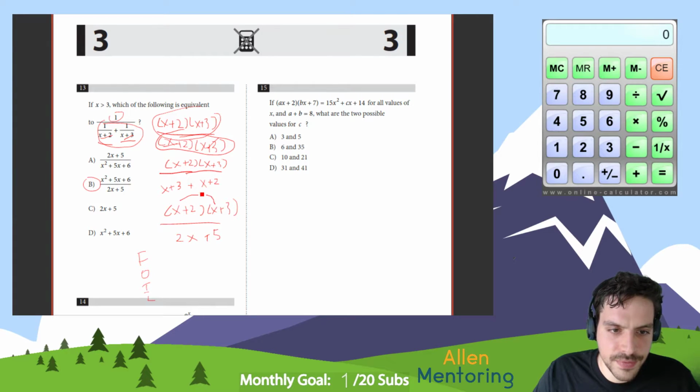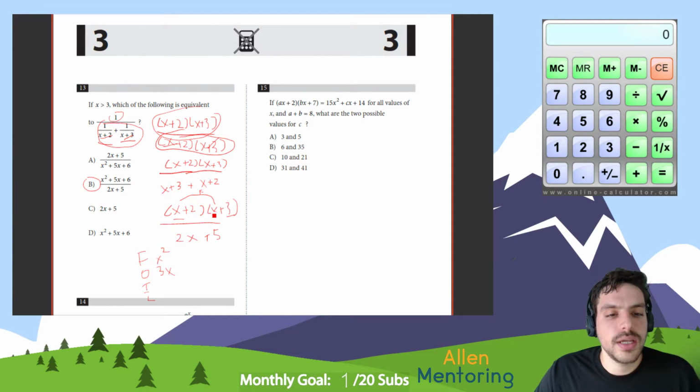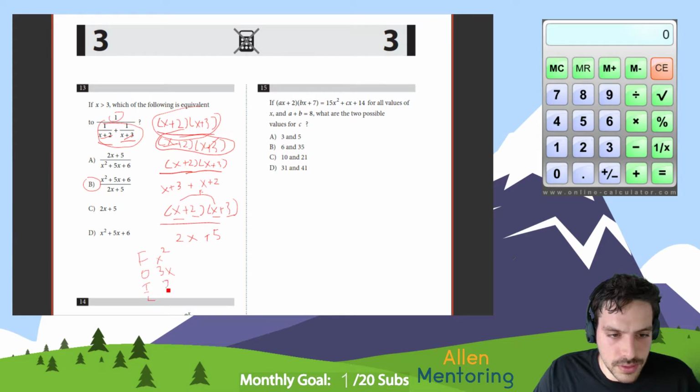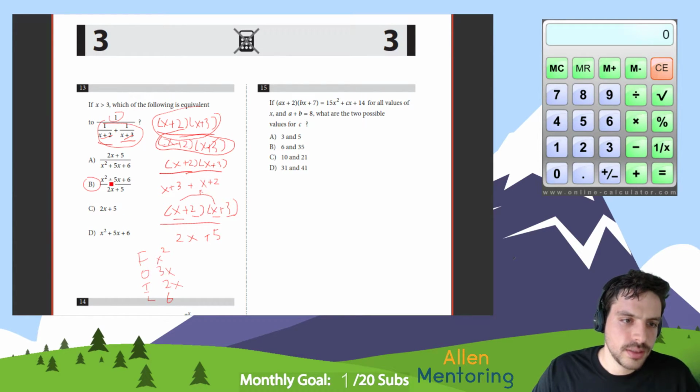Okay, this is F. First times first is x squared. Outer times outer, so that's x times 3 is 3x. Inner is 2 times x, which is 2x. And last is the last two terms. So that would be 2 times 3, which is 6. And if you add up all of these, x squared plus 3x plus 2x plus 6, you get this numerator right here.